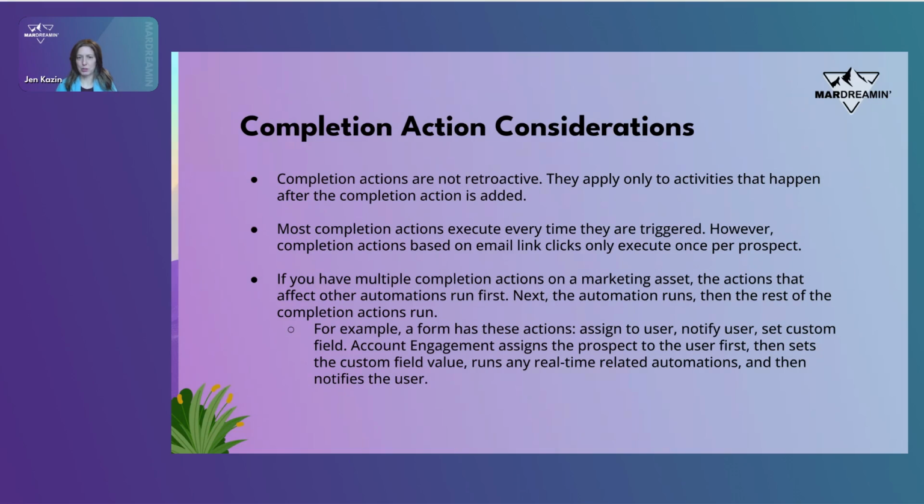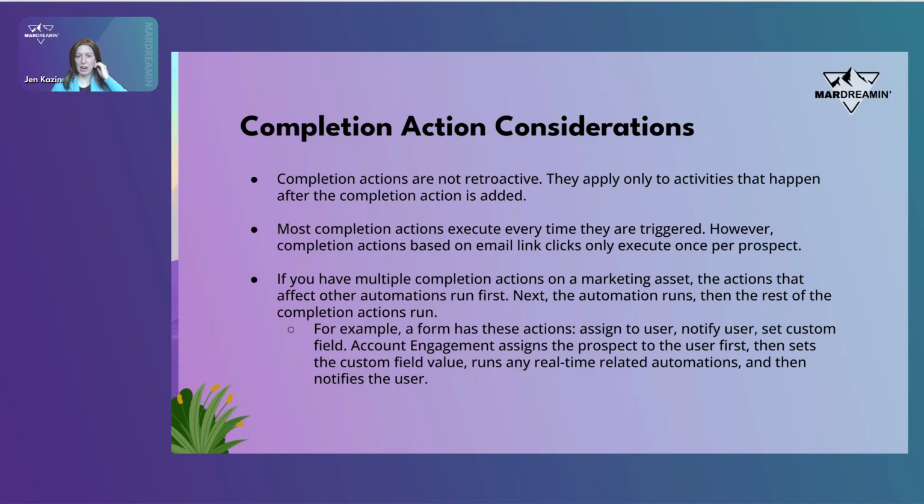So here's a couple of completion action considerations. Completion actions are not retroactive. They only apply to activities that happen after the completion action is added. So if you recall, this is like the opposite of an automation rule. You could say, I want to know everybody who registered for a webinar, and you're like, oh shoot, I forgot to set something. So I'll just create the automation rule now. That would go back and collect the 38 names that already registered. A completion action would not do that.